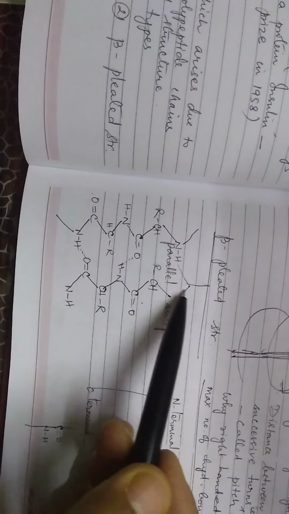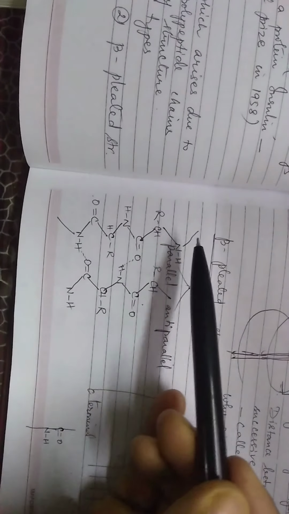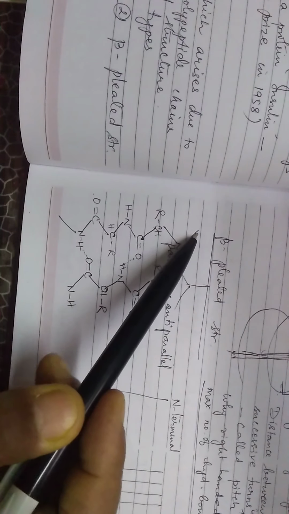The polypeptide chains are laid side by side. This is one polypeptide chain, this is another polypeptide chain. Okay. Now this beta pleated structure is again of two types, parallel and anti-parallel. Parallel means one polypeptide chain is starting with the N terminal and ending with the C terminal. That is, it is starting with an amino group and then ending with a carboxylic acid group. Same way the next chain is also the same way, N terminal and C terminal.